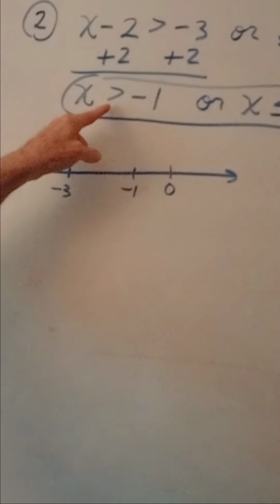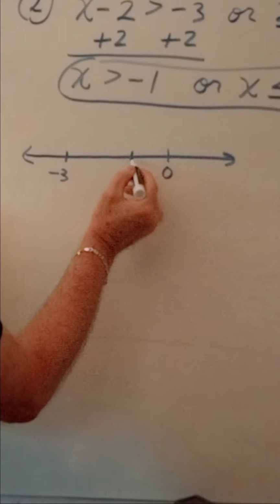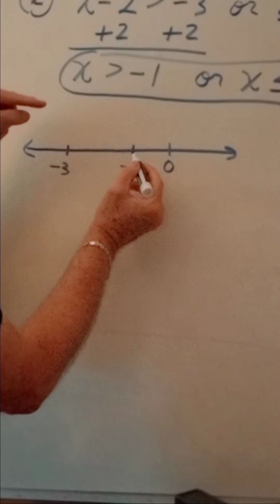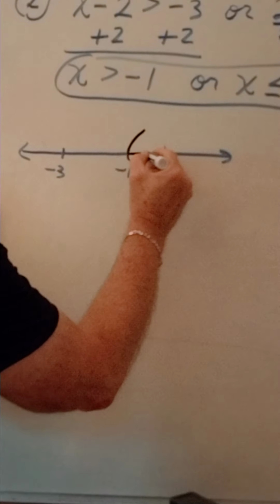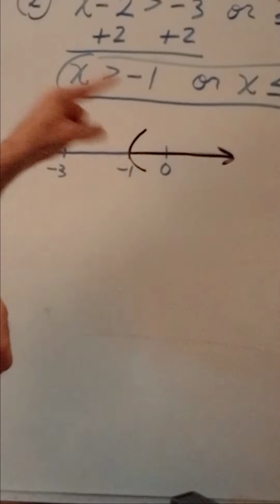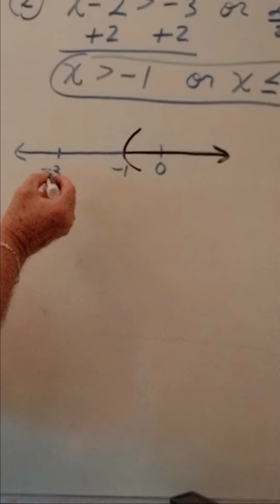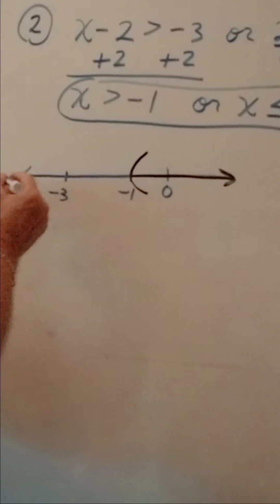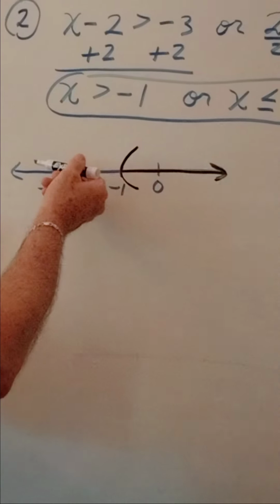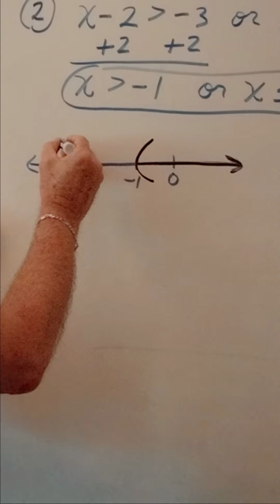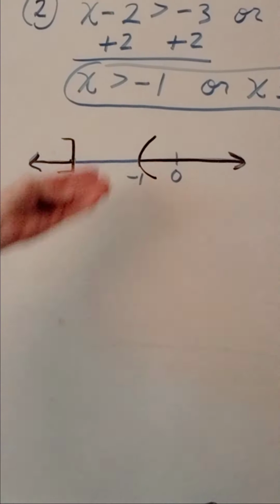On the one hand, x is greater than negative 1. We're going to come to negative 1. We're using a parenthesis. It's going to open to the right. And shade. Or x is less than or equal to negative 3. We're going to come to the endpoint of negative 3 for this interval, and we're going to use a bracket because the equal sign is attached, and the wings of the bracket are going to have to project to the left. We'll shade everything to the left. The graph.